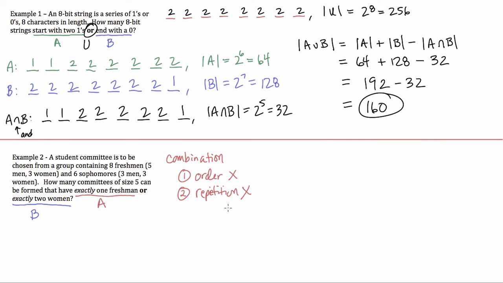The order in which they're chosen doesn't matter. Both of those conditions are met. So it's a combination problem. The question is, how do we count each set? So let's start with the set A.